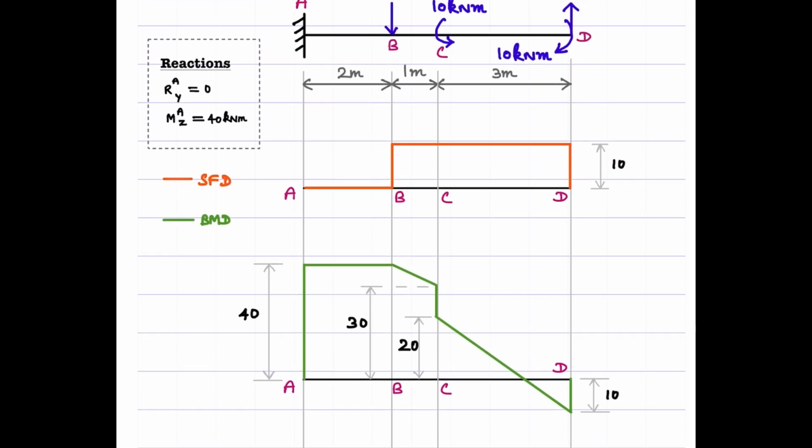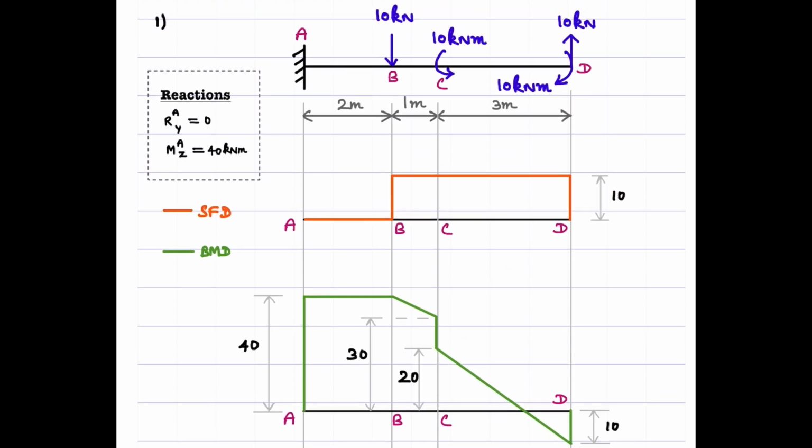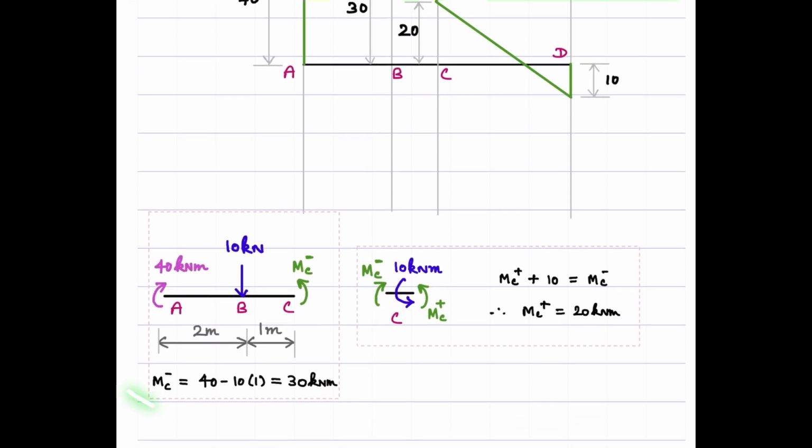One needs to draw the free body diagram of this portion, and see what the value of bending moment is at the left proximity of this point C, and then at its right proximity. Now to do that, one should draw the free body diagram as we see here.